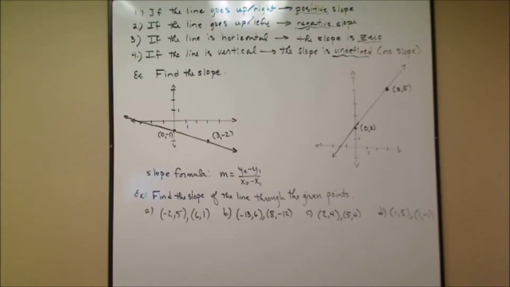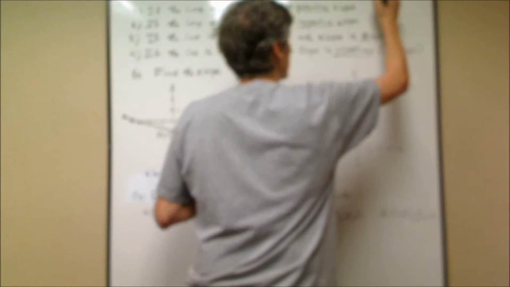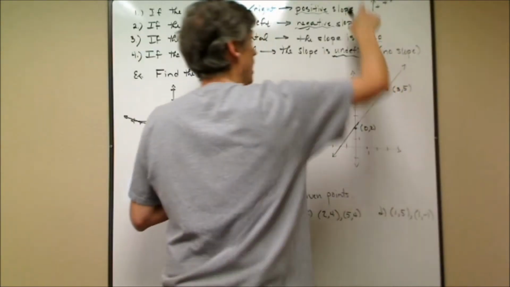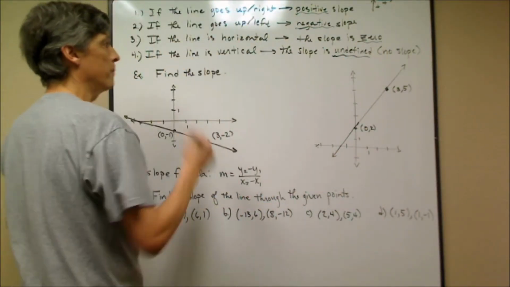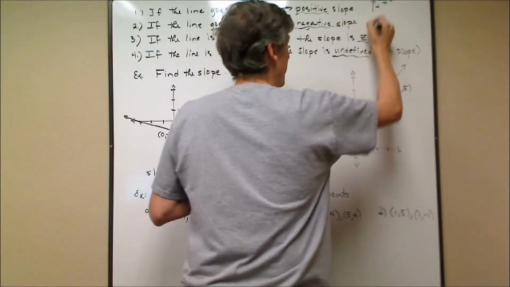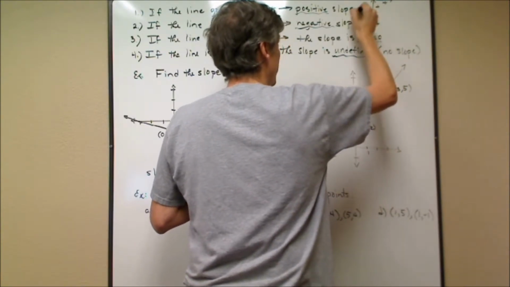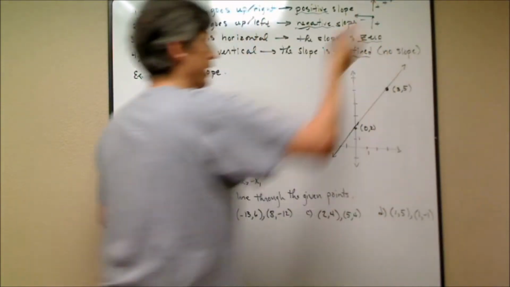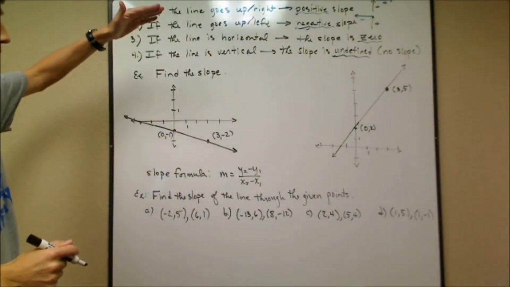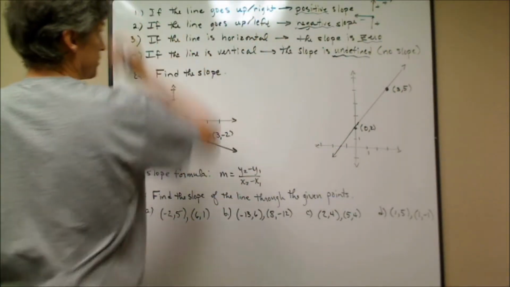Okay, in general, if the line that we're interested in goes up and to the right, the slope is positive. Up is positive, right is positive. Up and to the right, positive over positive, which is positive. If the line goes up and to the left, up is positive, but left is negative, that would be a positive over a negative, that's negative. So up and to the right, positive slope, up and to the left, negative slope.